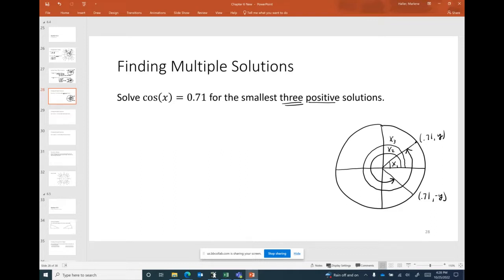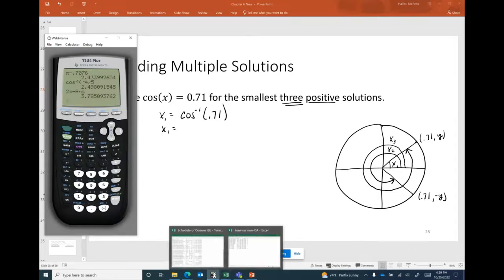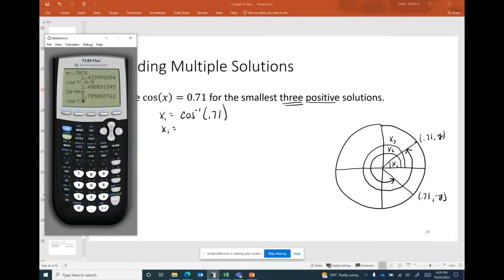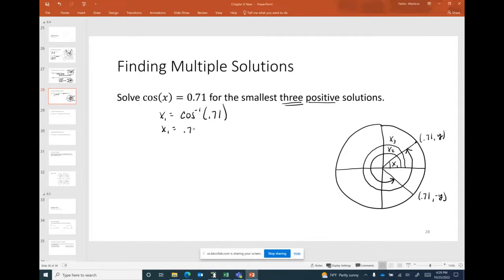All right. What are they? Well, find x sub 1 first, because that's the angle that's in the restricted domain for the inverse function. Take the inverse function of both sides, so then x is going to be equal to the inverse cosine of 0.71. Let's find out what our x sub 1 is. Inverse cosine 0.71, 0.7813 radians. All right, there's that first angle.